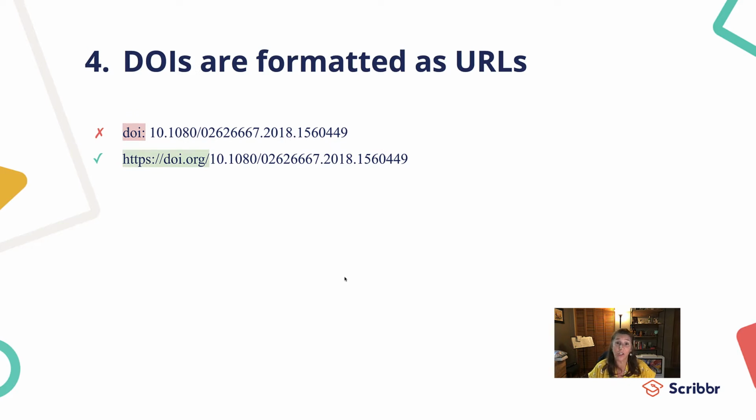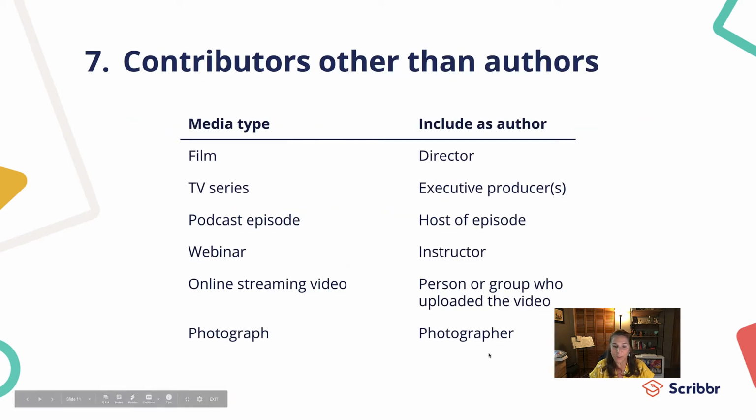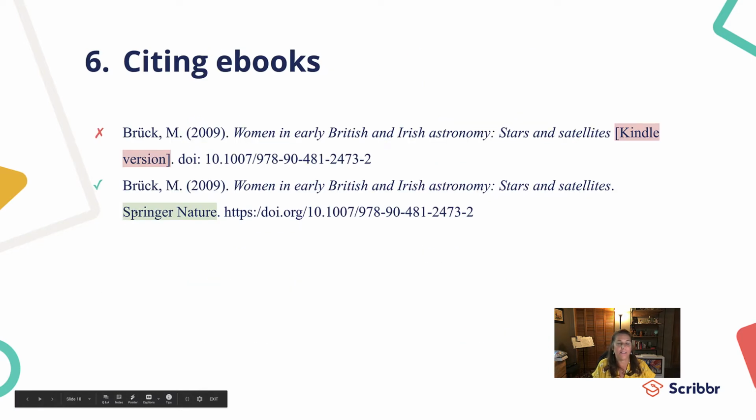DOIs, these digital object identifiers. You used to write the abbreviation DOI followed by the long string. And we don't want that. We're going to format them as URLs now with the HTTPS. So if a book or a journal article, mostly journal articles, has a DOI, that's what you're going to put at the very end of the reference. I'll show you. Whoops. Got a little ahead of myself there.